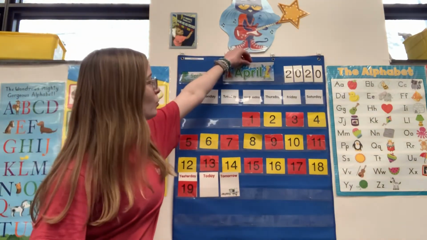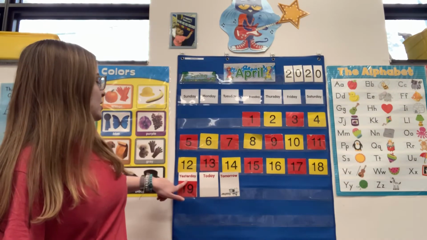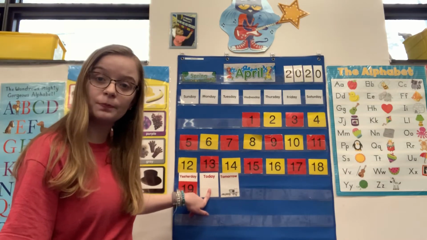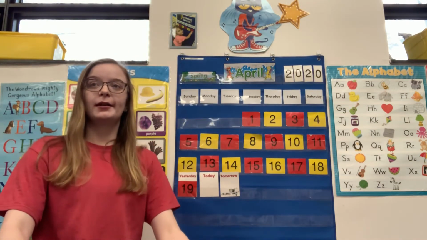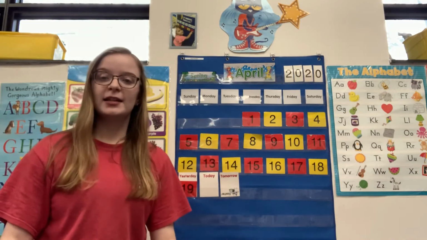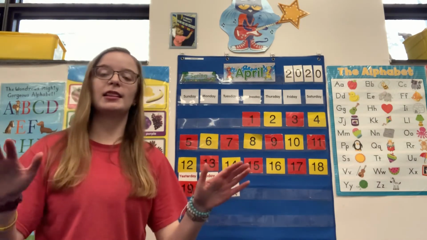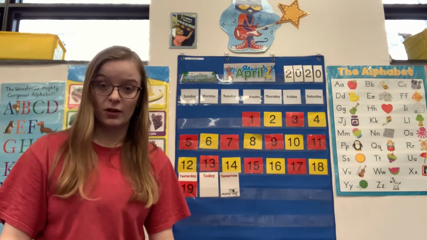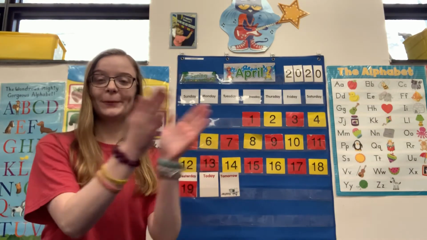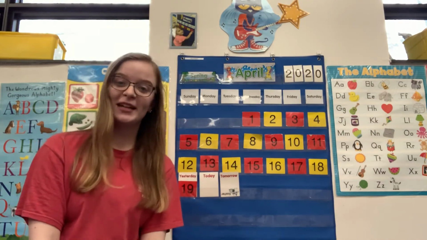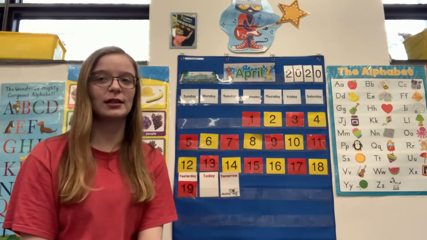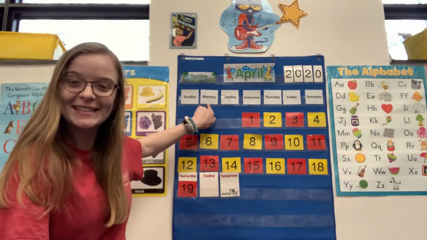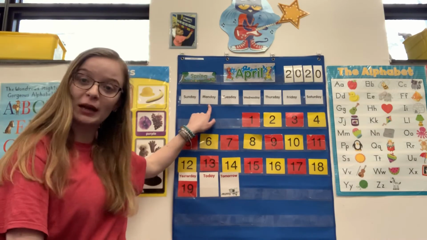All right, next we need to figure out what day of the week it is. Yesterday was Sunday. What comes next? What's after Sunday? Should we sing our days of the week song to find out? All right, ready? Tap your knees. There's Sunday, then there's Monday. There's Tuesday, then there's Wednesday. There's Thursday, then there's Friday. And then comes Saturday. Days of the week. All right, so let's think back. There's Sunday, then there's Monday. Today is Monday.